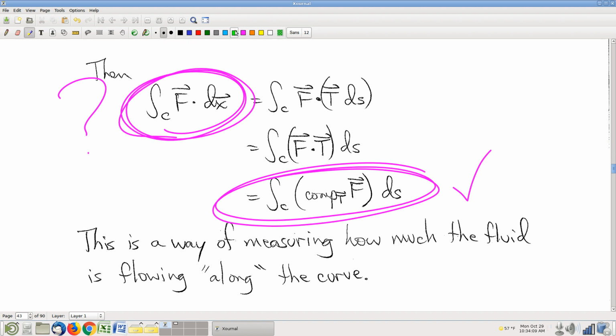What you can say is that we're adding up over the entire curve to what extent the fluid flows along the curve. F represents the direction and speed that the fluid is flowing. The t component says to what extent the fluid is flowing along the curve at that point, and adding up over the entire curve gives you this total combined extent to which the fluid is flowing along the entire curve.